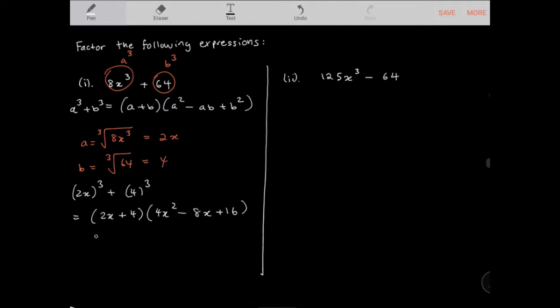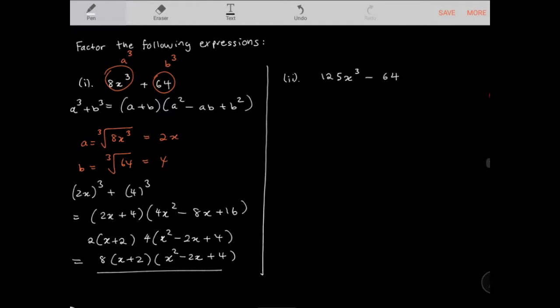So I'm going to factor this out as 2 times x plus 2. I'm going to factor out a 4 here, times 4x squared minus 2x plus 4, so 4 times (x squared) minus... rather, factoring the 4 out leaves x squared minus 2x plus 4. If you multiply the 4 and the 2 together, you get 8 times x plus 2 times x squared minus 2x plus 4. Okay, so that is the fully factored version.